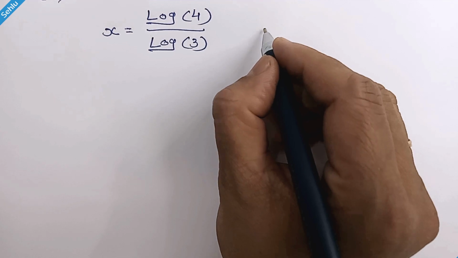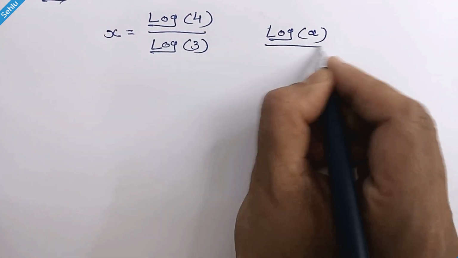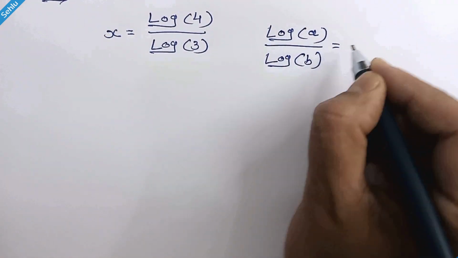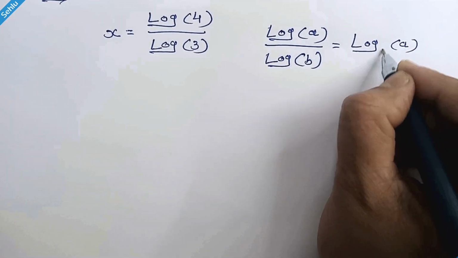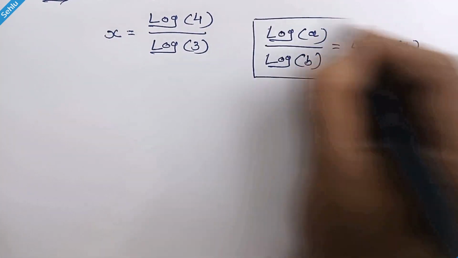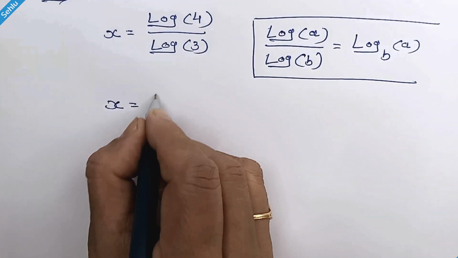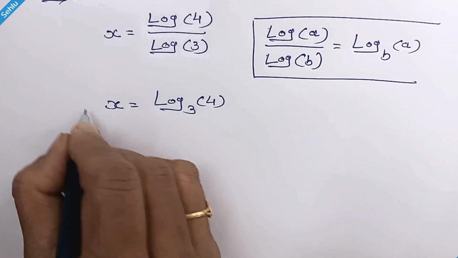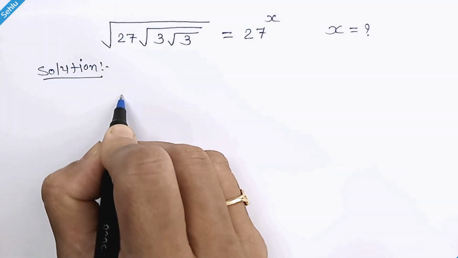Now let's recall a rule where log a over log b can be written as log of a base b. So this part can be written as x = log of 4 base 3, and this is our answer. And here is question number 3.